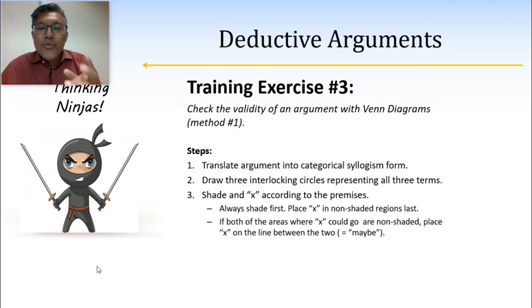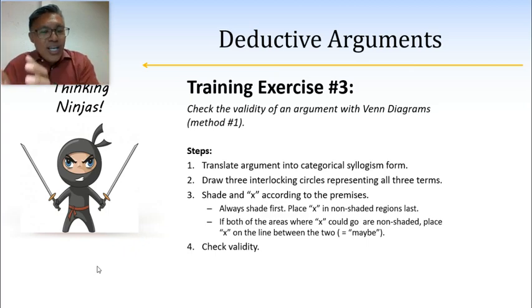If both of the areas where an X could go are non-shaded, so you look at the premises, and based on the premises, you see where an X can go, and it's not obvious because it can go in one region or the next region. It's not too clear. We're going to put the X right on the line in between the two possible areas where an X could go. That means maybe X could be here or it could be there.